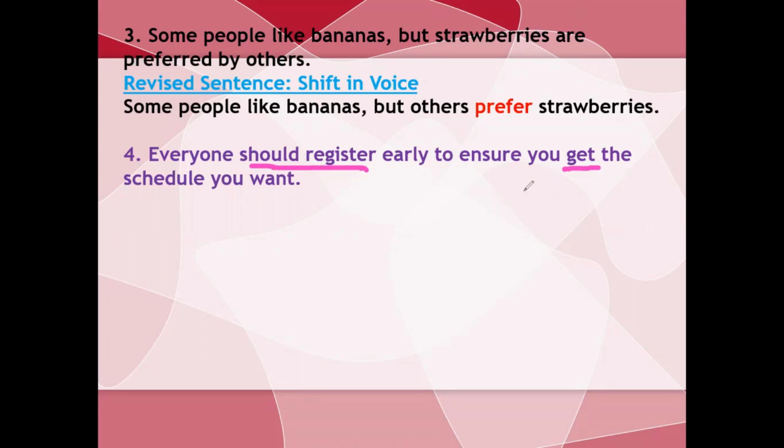Now, what is wrong? How about the pronoun? We have here the pronoun you, and the antecedent is actually everyone. Everyone is third person, you is second person.